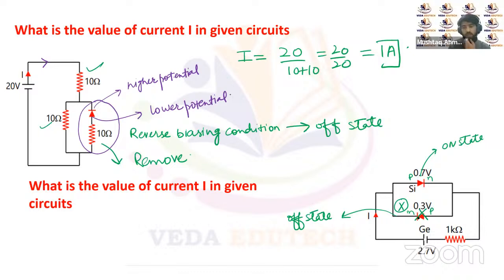We can just remove this diode from the circuit. We'll be left with the silicon diode only. It means the current I will flow through the silicon diode only. There will be no current through the germanium diode.